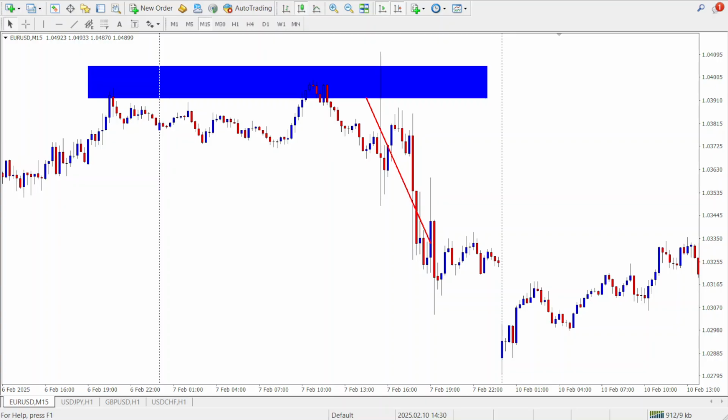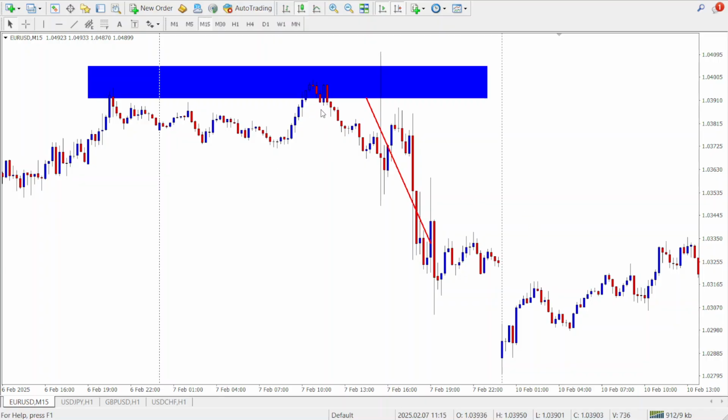Now that we have our supply and demand zones, let's quickly talk about how to enter trades with precision. The best entry technique is the retest entry. So what you're going to do is wait for price to reach a supply or a demand zone.